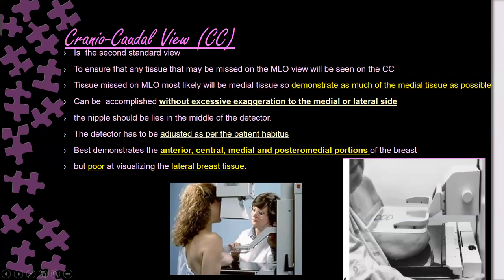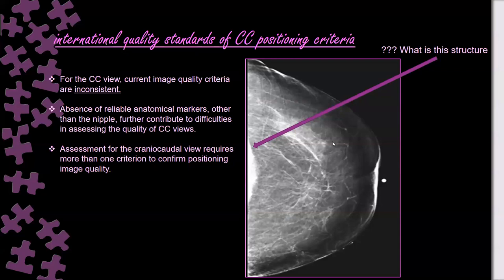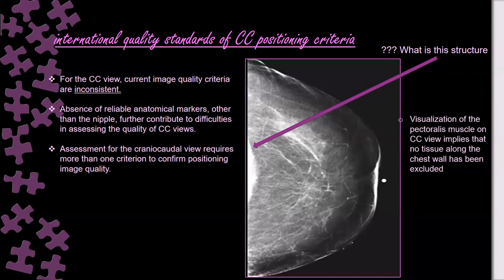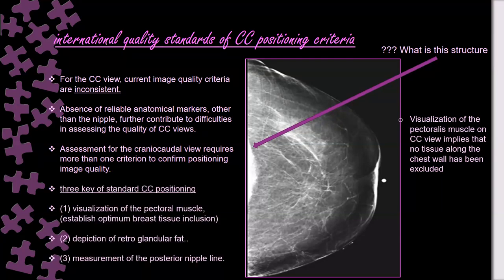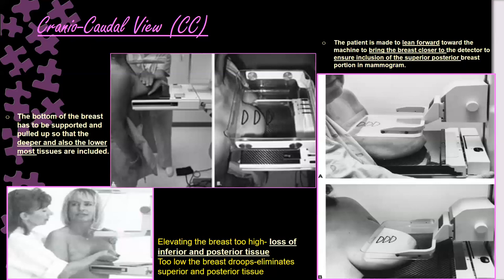As we said, the X-ray comes from up to down and the breast lies neutrally on the detector. And if we could see the pectoralis muscle on the CC view, we'll ensure this is the chest wall. That means visualization of the whole breast tissue in the image. And there are criteria, we'll go through them later, to analyze the quality of the CC view. Okay, on the CC view, it's preferable for the patient to lean forward to ensure that the whole breast is covered up to the chest wall.